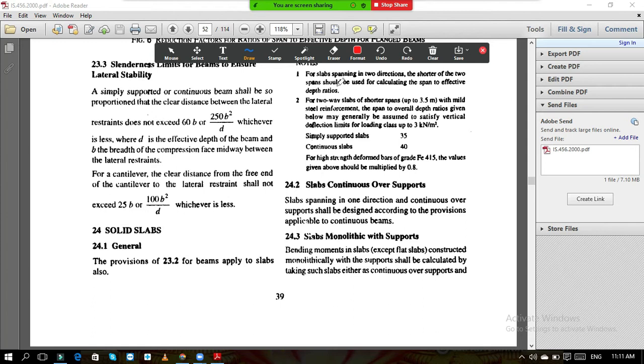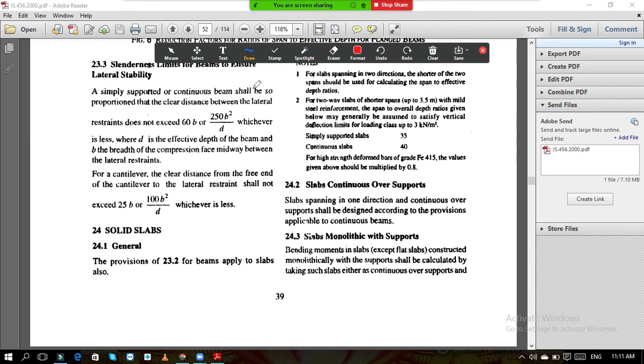So now here you can see solid slab 24.1. Okay, here for the slab spanning in two directions, the shorter of the two spans should be used for calculating the span to effective depth ratios.